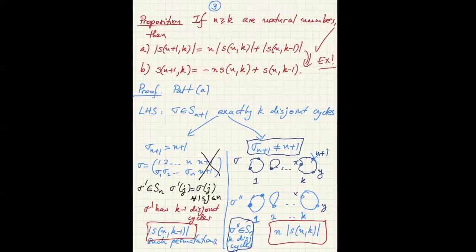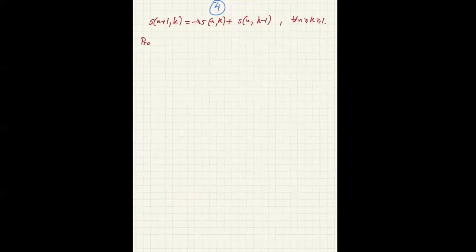All right, so now we can use that recurrence relation. Let me write it one more time. So the B recurrence relation, I'll write it one more time here. Minus n. Okay, and we'll use this result to prove the following proposition.